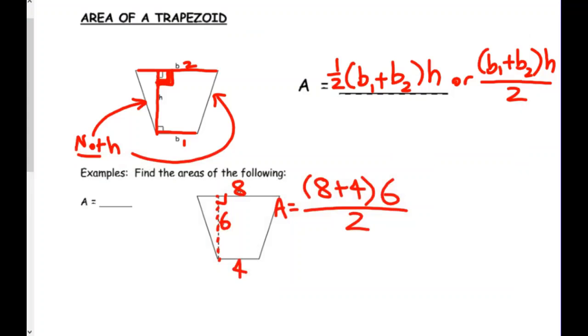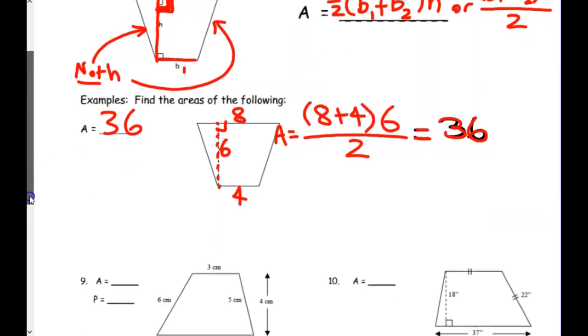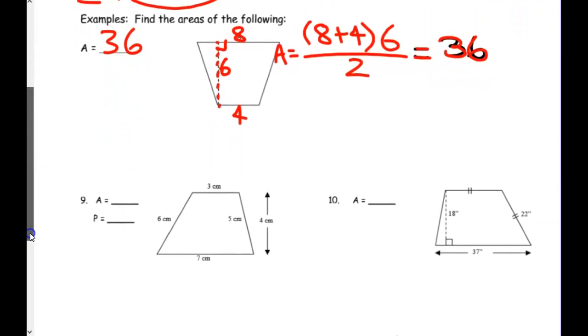36 what? Well, this one doesn't have units, so you know what? It is what it is, 36. Typically you'll have units, and typically you'll put those units squared for area, right? So let's try number 9.